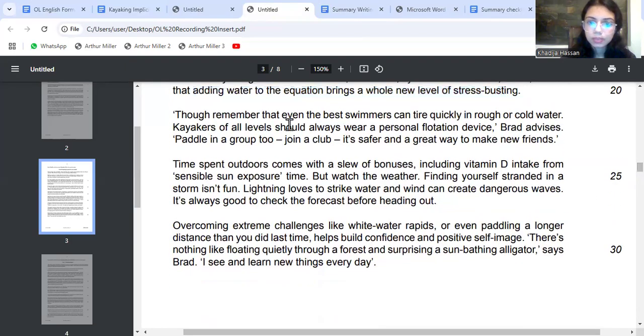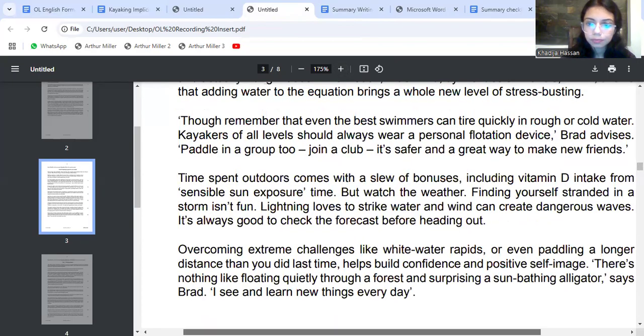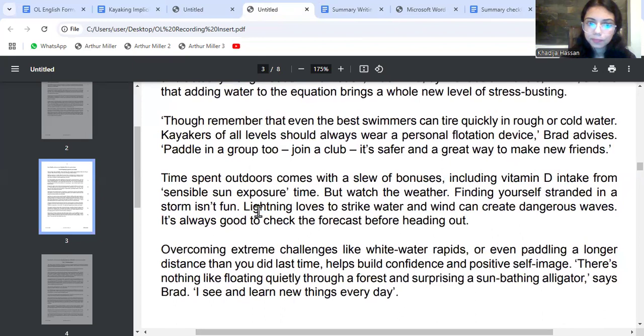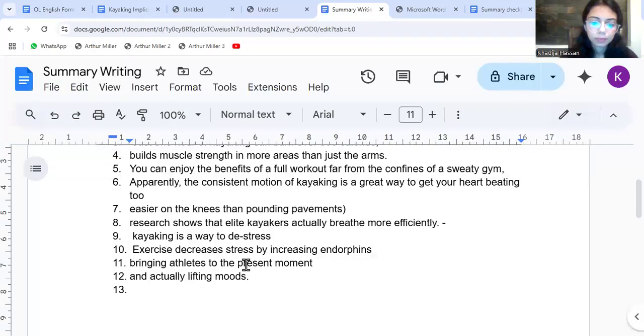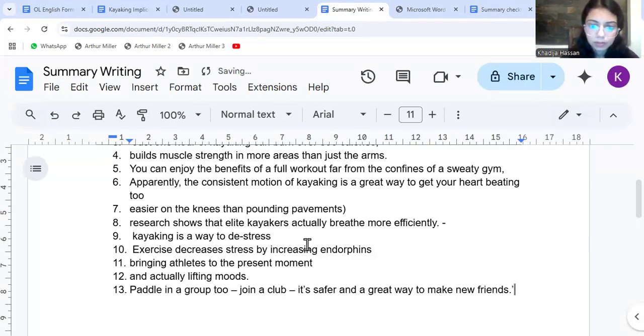So remember that even the best swimmers can tire quickly in rough or cold water. Kayakers of all levels should always wear a personal flotation device. Paddle in a group or join a club. It's safer and a great way to meet friends. Paddling in a group is a great way to make new friends. Putting that down as well. Cutting this part, talking about the safety bit.